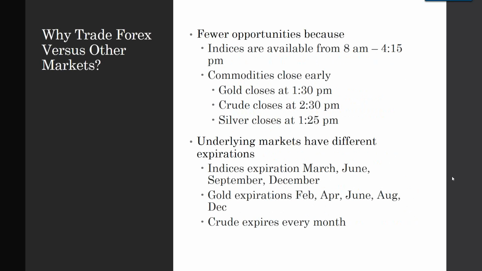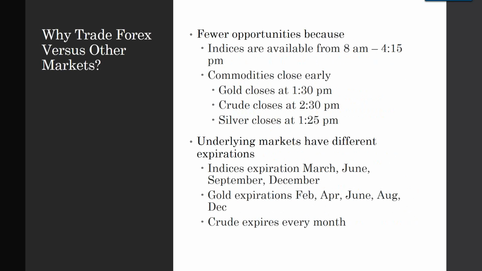Now, there are fewer opportunities with the indices because really they're only open from 8 a.m. to 4:15. Anything outside of those areas are really slow moving markets. Now, the commodities close early. They close at 1:30, crude closes at 2:30, and silver closes at 1:25 p.m. You also have the underlying markets. They have different expirations.